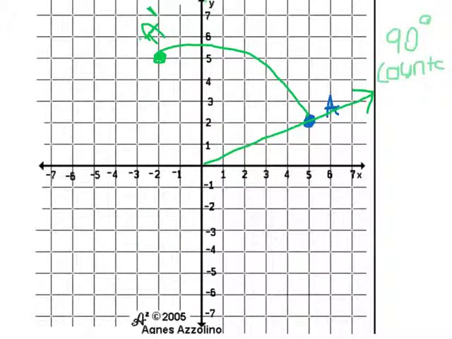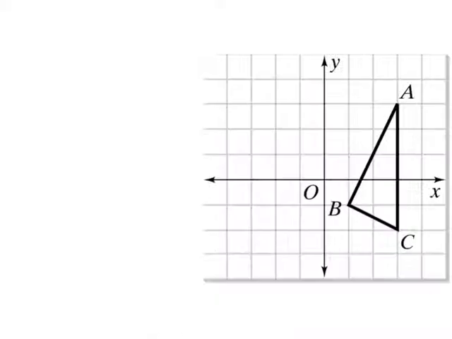Now if you notice here, my point was at 5, 2. And what do you notice about the point of the image? What are the coordinates of that point? That's what I want you to look at now. So write that down and we'll talk about that then.